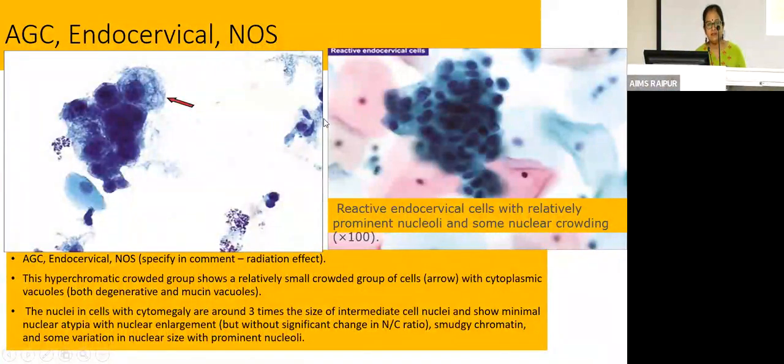Where you know the reason for the atypia, for example, radiation in this patient, you can put it in the comments that there was a history of radiation given to this patient. Most probably this atypia is related to radiation. So you have to qualify the atypia. You have to give a reason wherever possible.